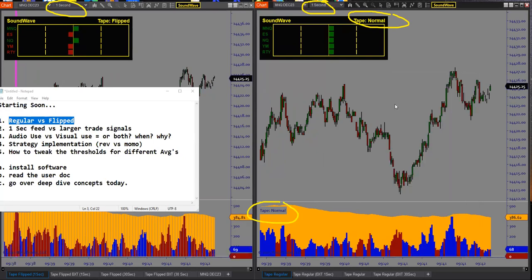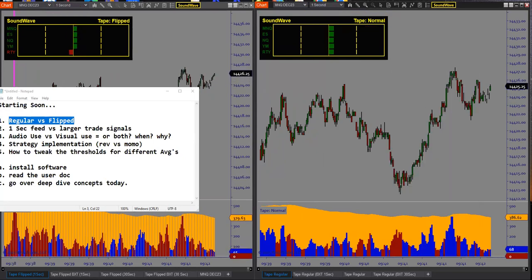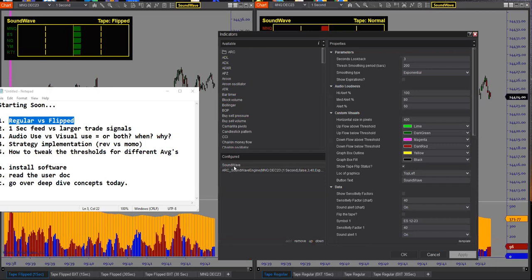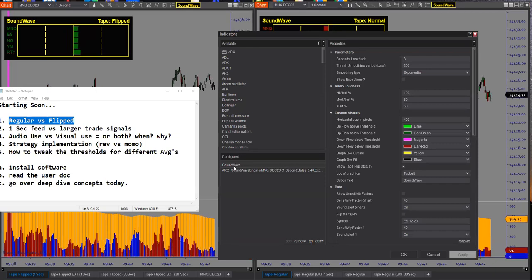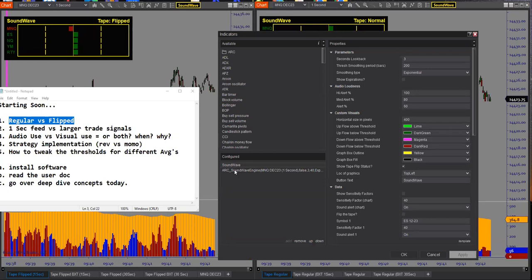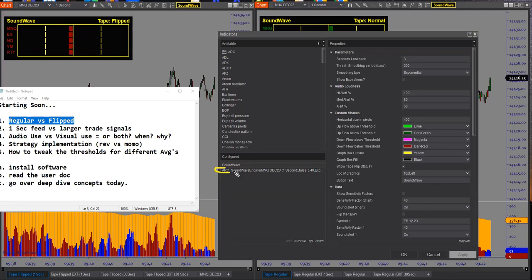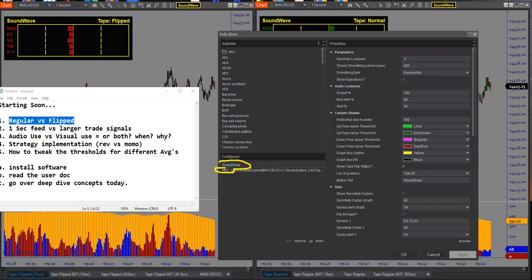If I right click my chart and I go in here, I've got SoundWave, which is the primary, and then I've got arc SoundWave here. I'm not sure, Jeff, if that's supposed to have the acronym in front of that SoundWave section. Yeah, maybe it should. We'll look into that. Yep.